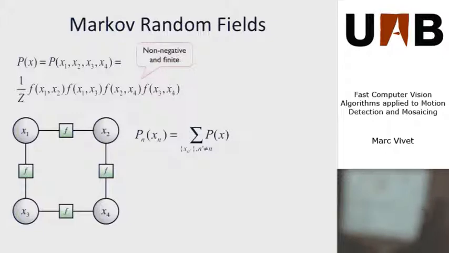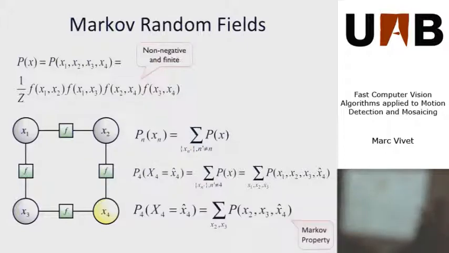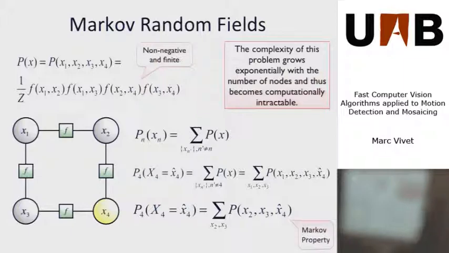Then if we want to compute the probability of a concrete node, imagine that we want to compute the most probable state of X4, we have to compute the marginal probability of this state by assuming all the possible realizations of the network. And because there is not a direct link between X4 and X1, we can simplify the realizations thanks to the Markov property. The problem is computing the network like that. The complexity grows exponentially with the number of nodes, and thus becomes computationally intractable.